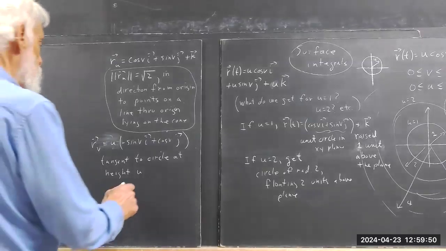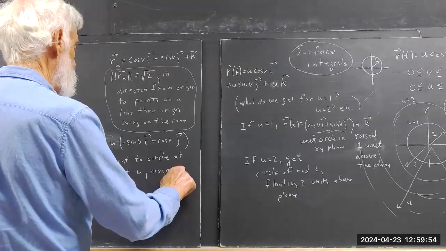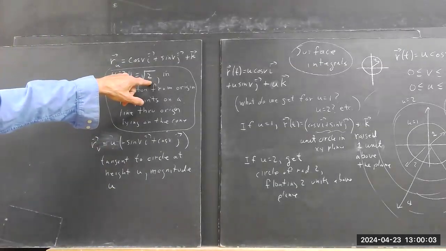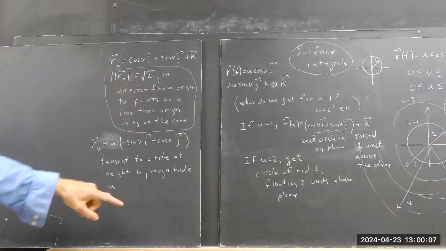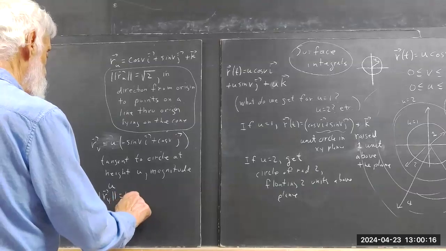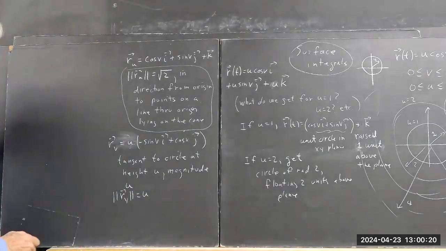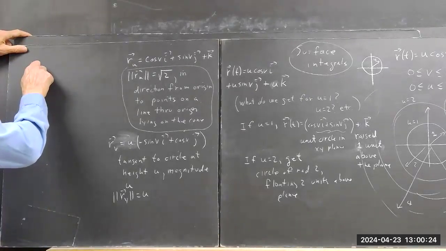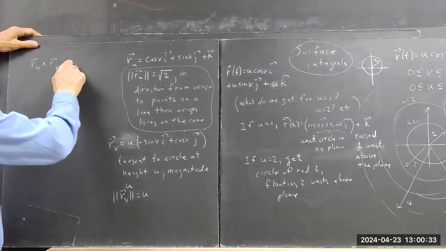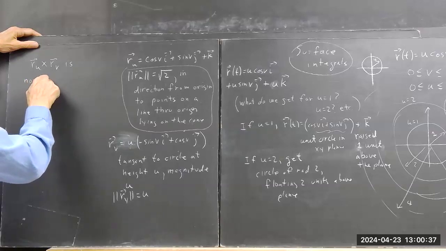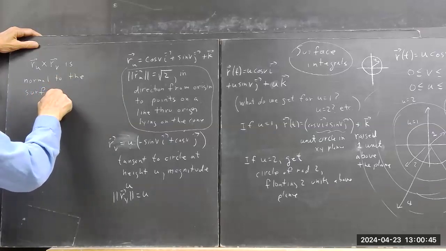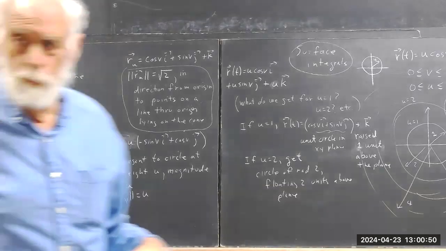Now, the magnitude of this vector, r_u, is always square root of 2. This vector, r_v, always has magnitude u. Another thing is then r_u cross r_v is normal to the surface. I'm not going to go into all the details to prove that.